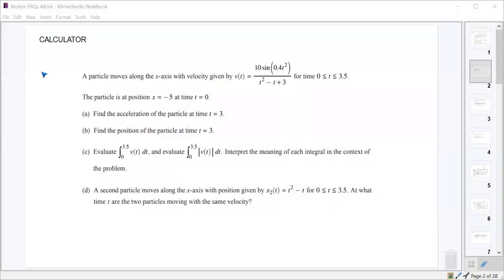First thing it asks us is to find the acceleration of the particle at t equals 3. Right? We know that acceleration is the derivative of velocity. So to find the acceleration at 3, all you need is v prime of 3. And literally, all you have to write is v prime of 3 equals.